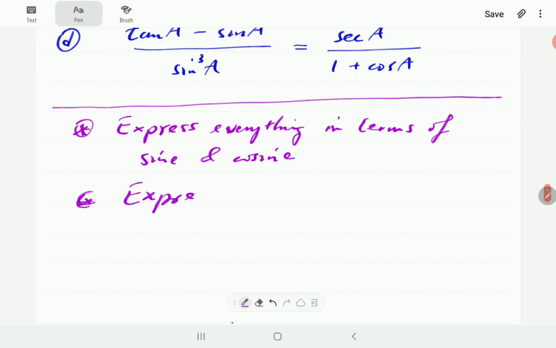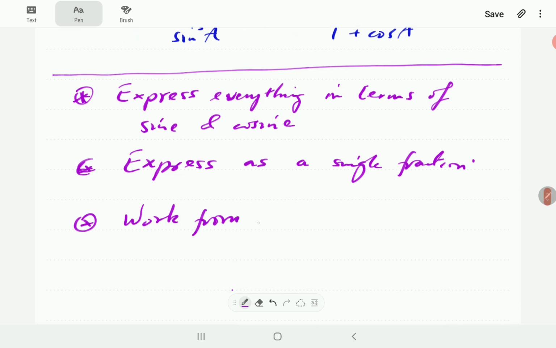Also, if we have fractions, a sum or difference of fractions, we are going to express them as a single fraction. And then the last one: it usually helps to work from the side that looks complicated, from the complicated side.